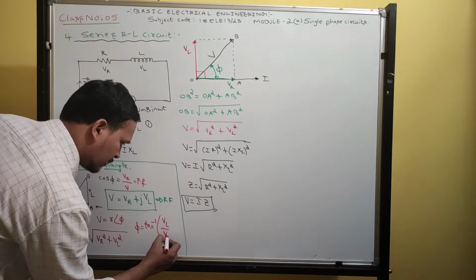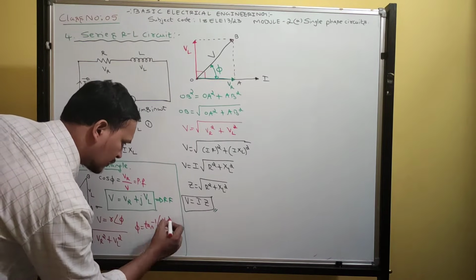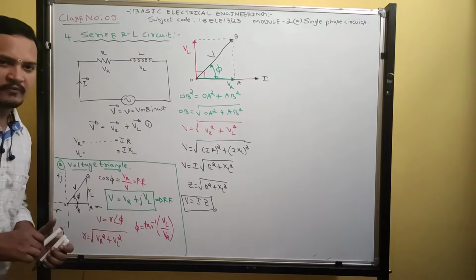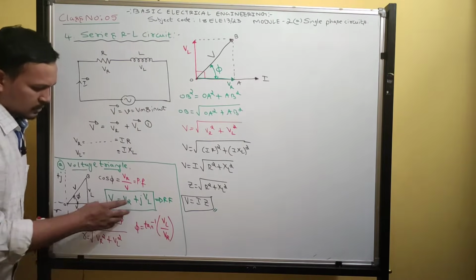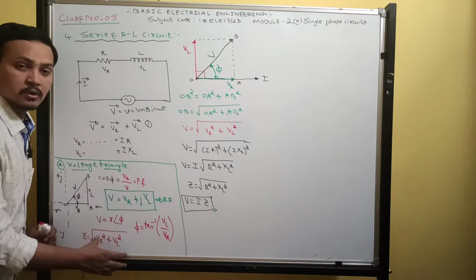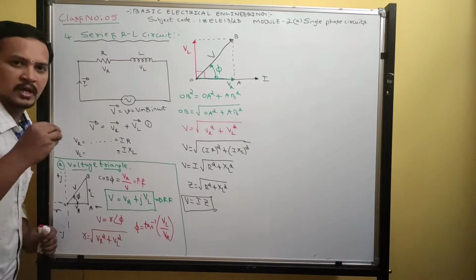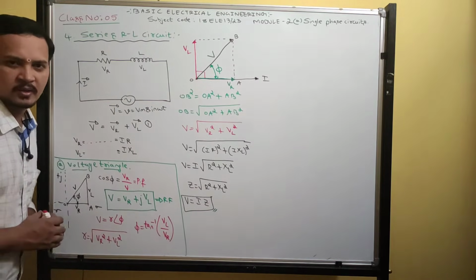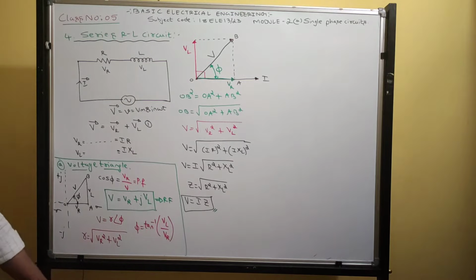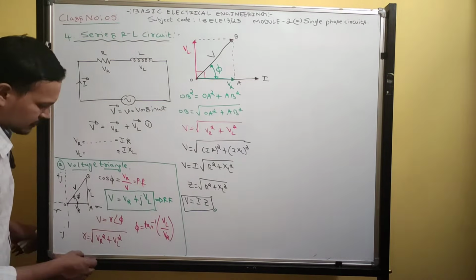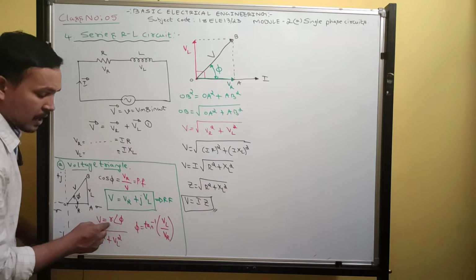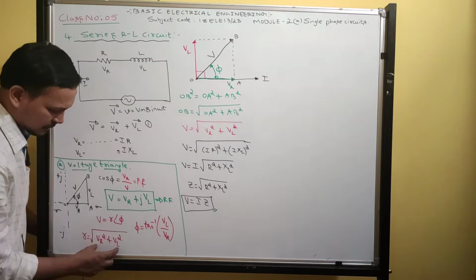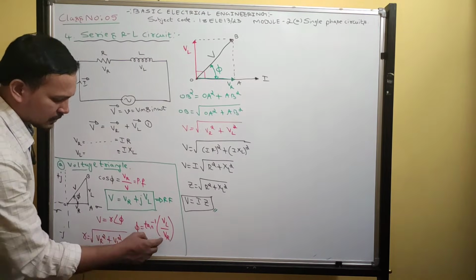VL divided by real component is VR. So this is the way to calculate converting rectangular form into polar form. All these are very much important while solving problems. Okay, got it? Understood, guys? Fine. So V is equal to R at an angle of phi. R value is this one and phi value is this one.